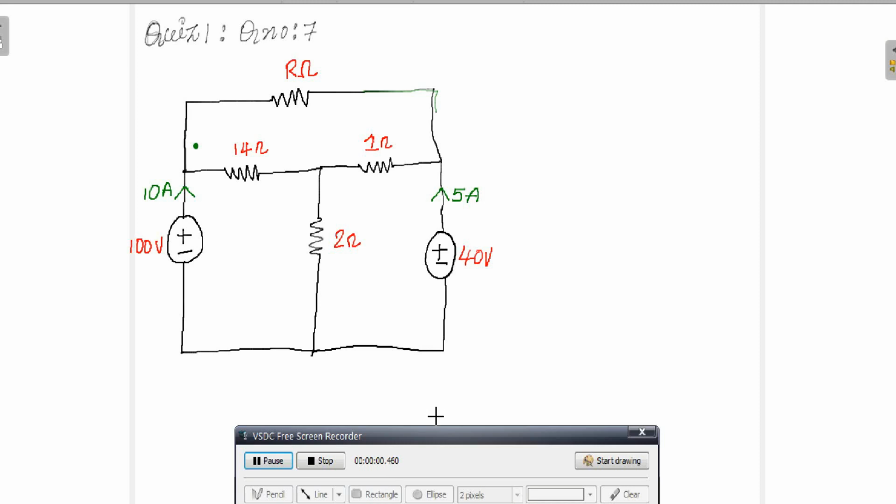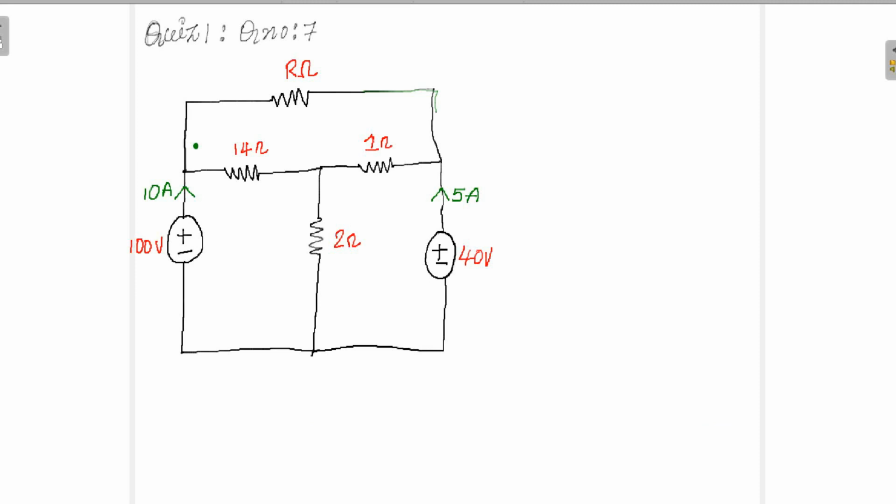So this is your quiz number 1, question number 7. Here we have to find the value of R. How to find the value of R?